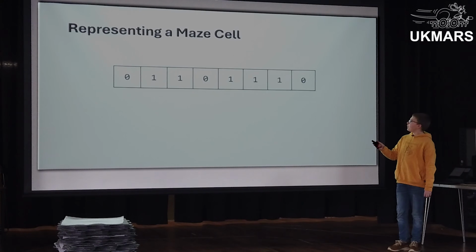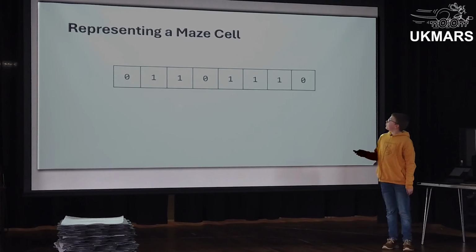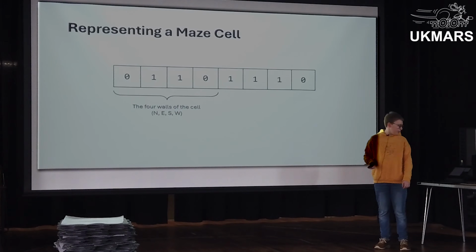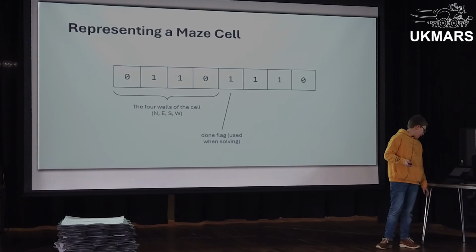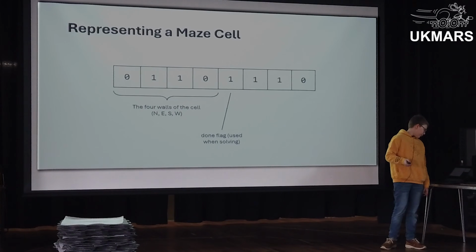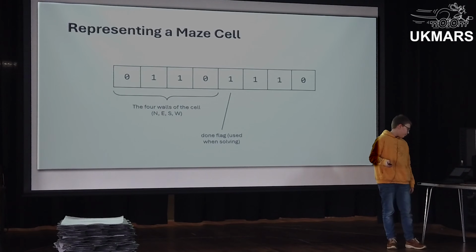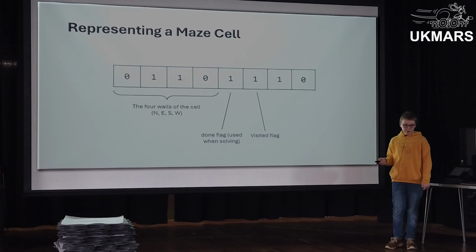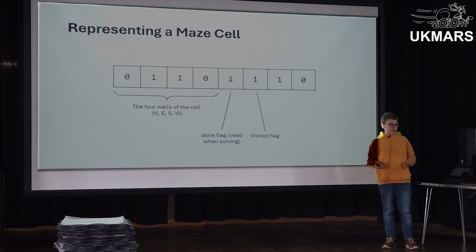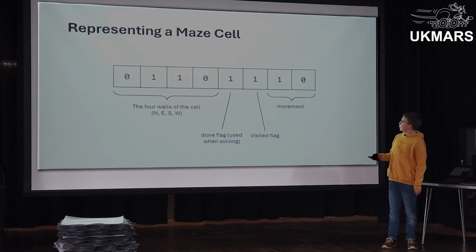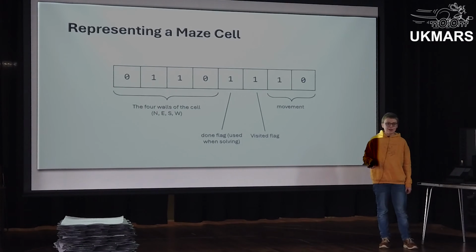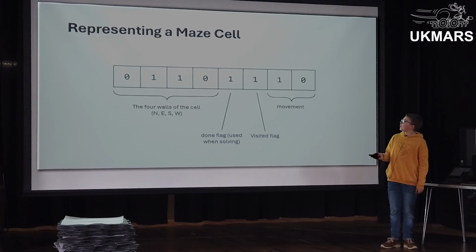So representing the maze is done by 1 byte. The first 4 bits are for the walls of the cell, so north, east, south and west. Then you have a done flag, which is used to make sure instructions are not overwritten when solving. The 6th bit is used for working out if the robot has actually visited the cell. And the last 2 bits are used for movement instructions. That's because we use a string-based solver method.